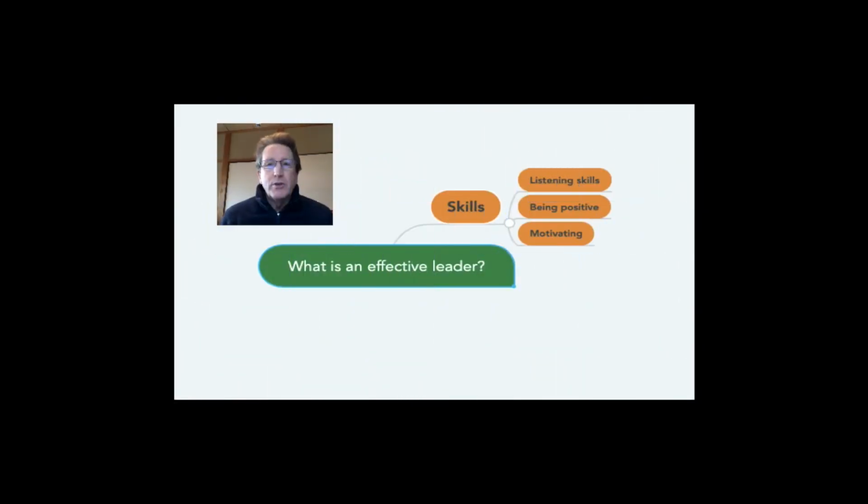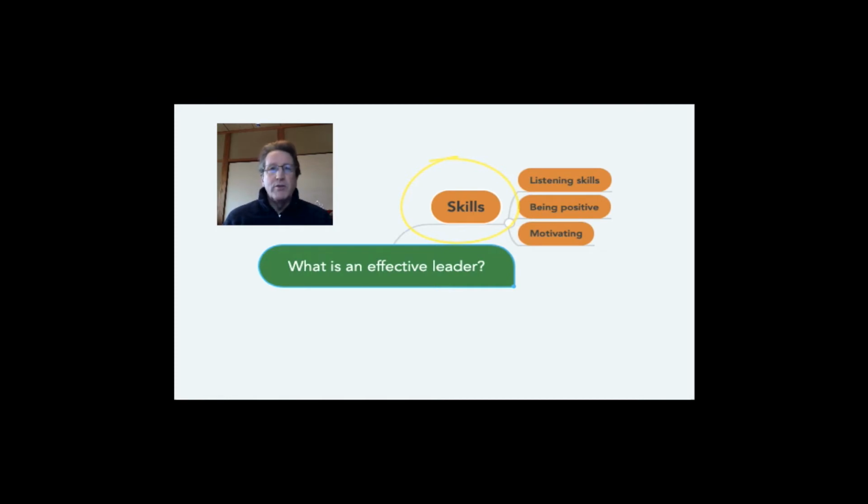So let's go through the process of making a mind map. Let's say that the topic of your report is the question, what is an effective leader? So you start by writing that question in the middle of the page. Then, as the diagram shows, you try to expand the idea of effective leadership in as many different ways as possible. So the first idea you might come up with is what kind of skills does an effective leader have?